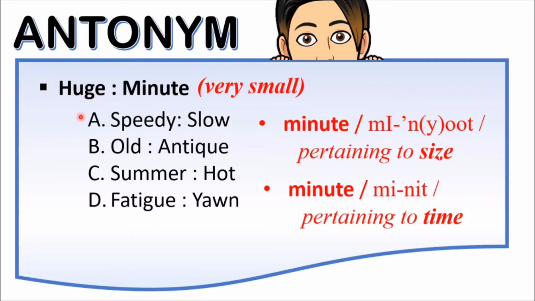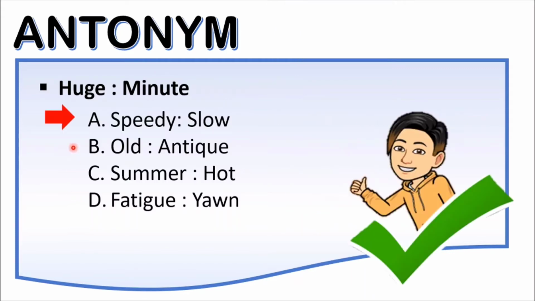Is it letter A, speedy is to slow? Letter B, old is to antique? Letter C, summer is to hot? Or letter D, fatigue is to yawn? The correct answer is letter A. Speedy is to slow. Why? Because something that is speedy is very fast, and fast is the opposite of the word slow.